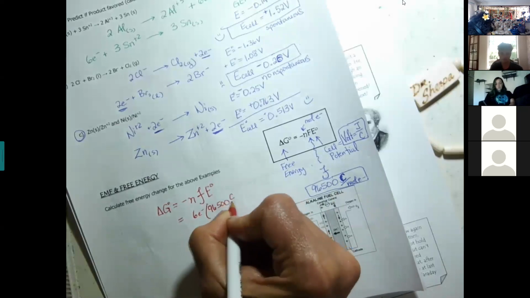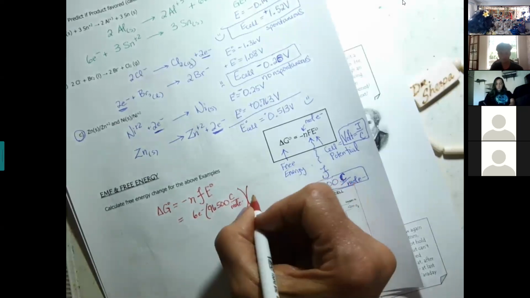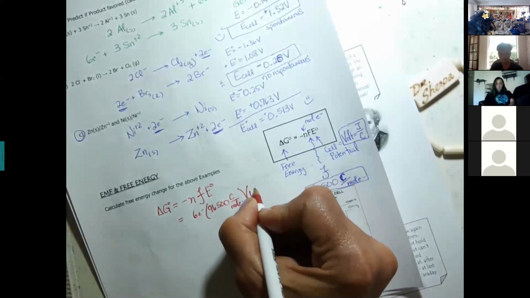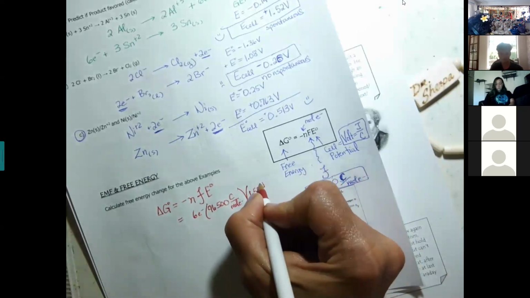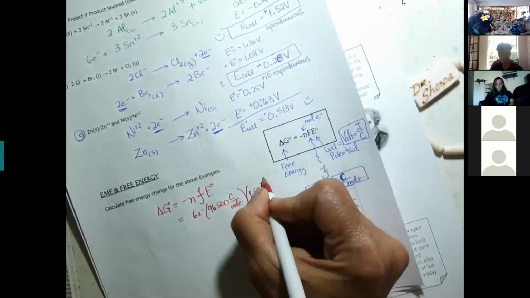So it's coulombs per mole of electrons, or you can just say electrons. This 6 is technically 6 moles of electrons. And then our E, 1.52, rather than writing in volts today and possibly tomorrow, let's write the unit in, joules per coulomb.